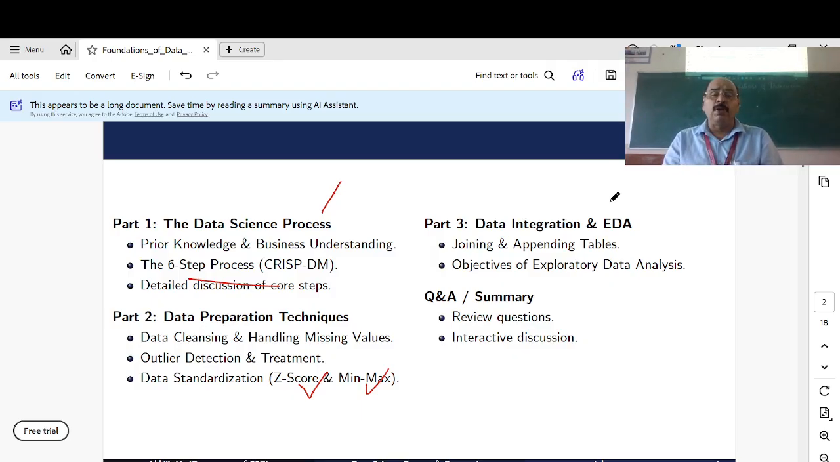Then the objectives of EDA. Then I'll give you some assignments and some review questions, and then we'll have some discussion on whatever we have learned. Okay, is that fine?